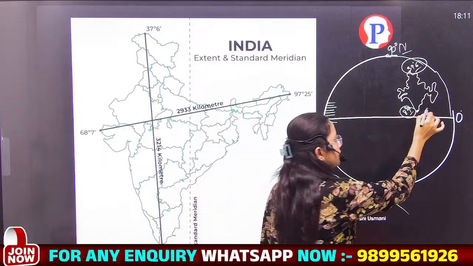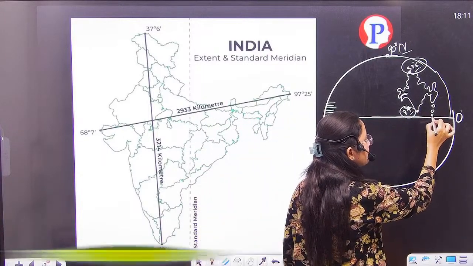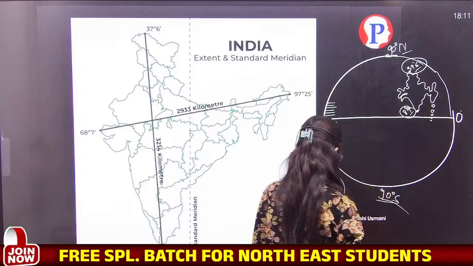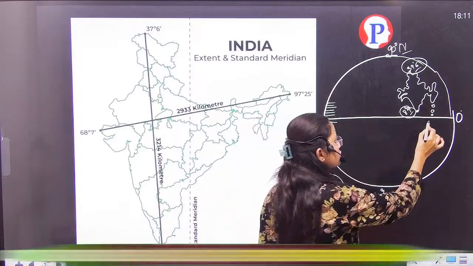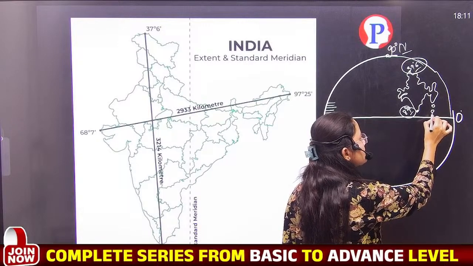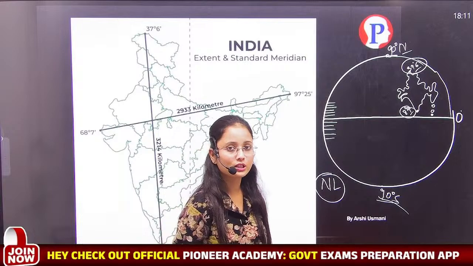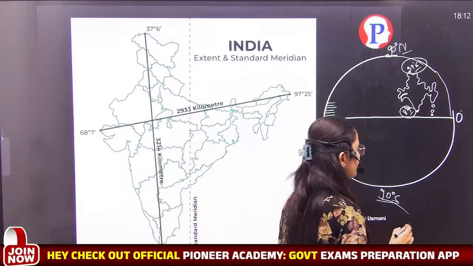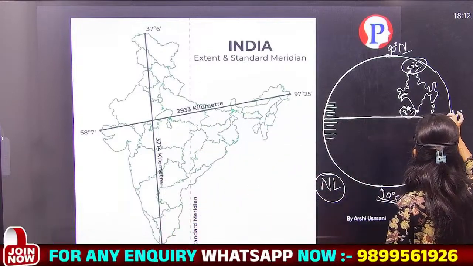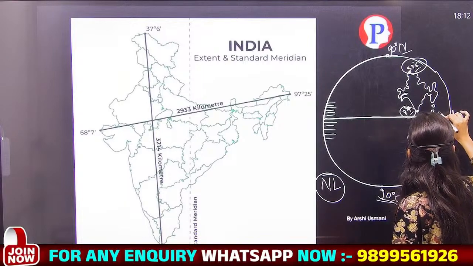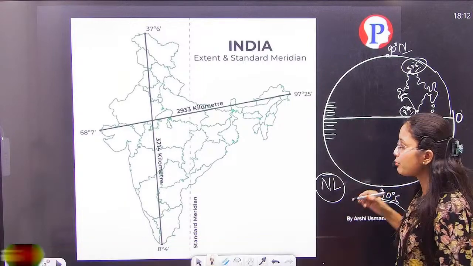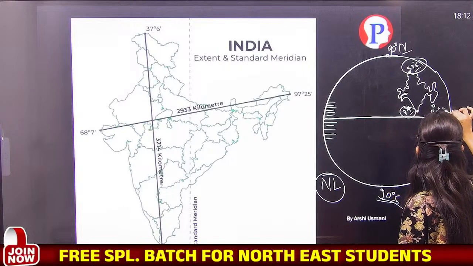Now India has the islands of Andaman and Nicobar. So this is Andaman and Nicobar. The southernmost point of Andaman and Nicobar is called Indira Point, and this island is called Great Nicobar. So Indira Point is located here, and the latitudinal expansion of Indira Point will be 6 degree 4 minute.